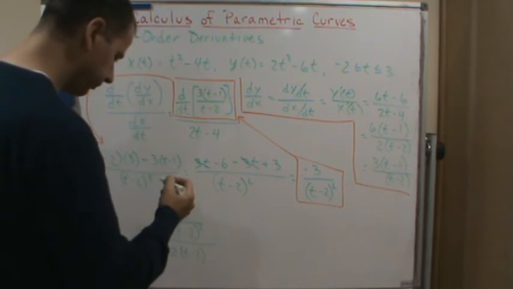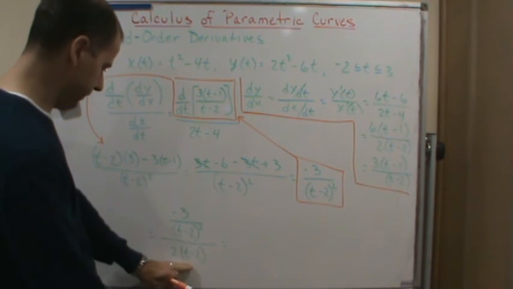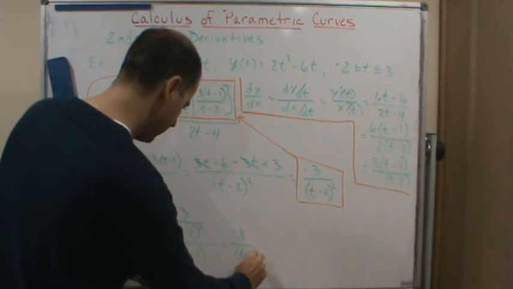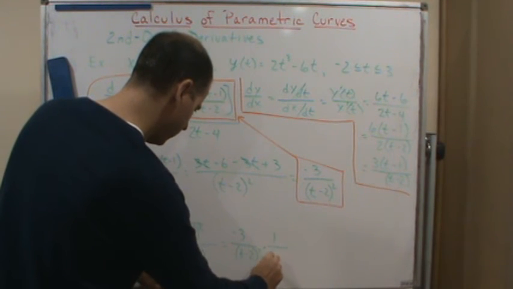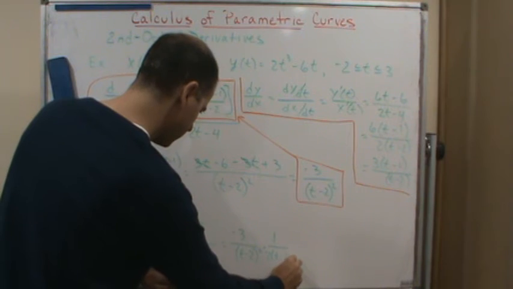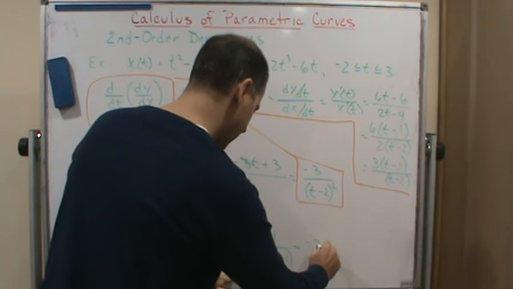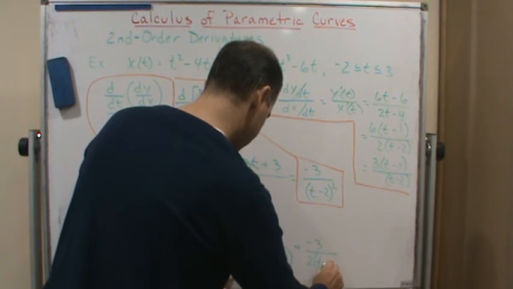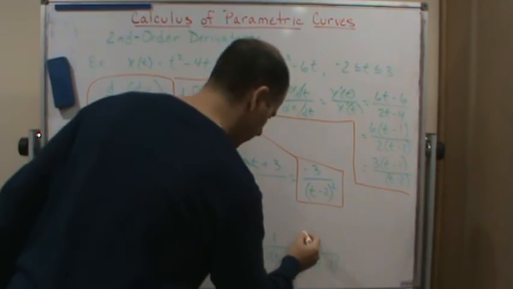So now I'm just going to multiply by the reciprocal of the bottom. So this becomes negative 3 over (t minus 2) quantity squared times 1 over 2 times (t minus 2). And so now my final answer for the second derivative becomes negative 3 over 2 times (t minus 2) quantity cubed. And this is my final answer.